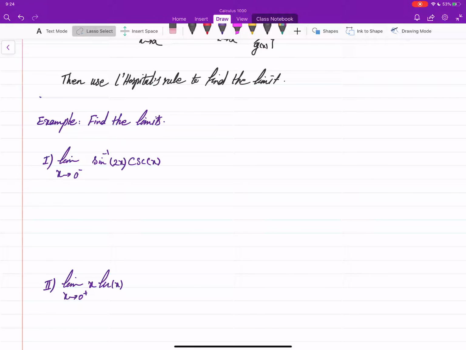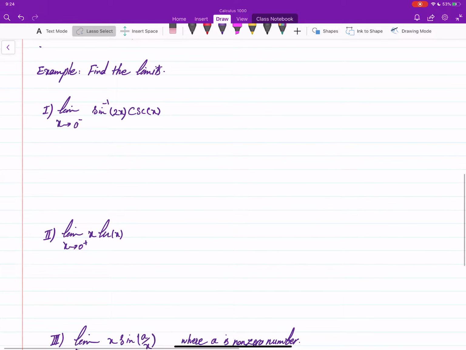Let us do some examples. This one. First thing first, to see what kind of limit this is. The limit of sine inverse of 2x as x approaches 0 is 0. And the limit of cosecant x, remember, cosecant is 1 over sine, and 1 over sine when x approaches 0 from the left is going to be negative infinity. So we have negative infinity.